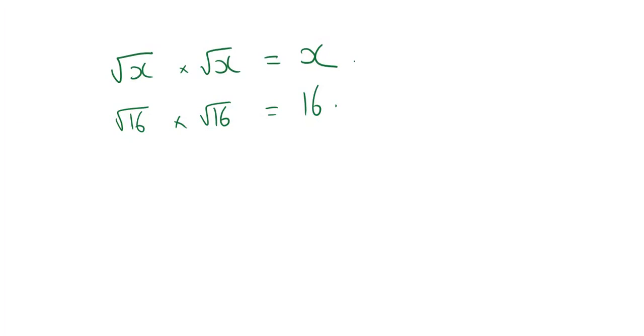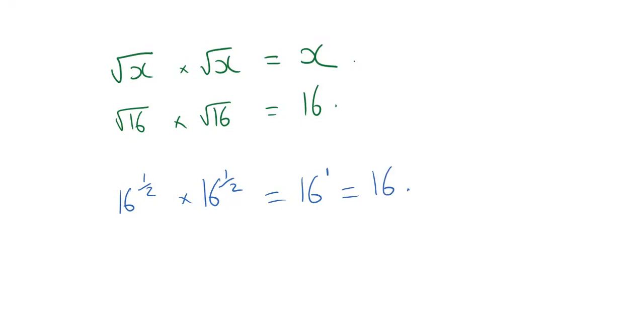Now, let's think separately to that something else. What about if I had 16 to the power of a half multiplied by 16 to the power of a half? Well, I don't know what that is just yet, but I do know that the rules of exponents tell me I need to add those powers. So I need to add a half and a half together. So that is going to be equivalent to 16 to the 1, which is, of course, 16.